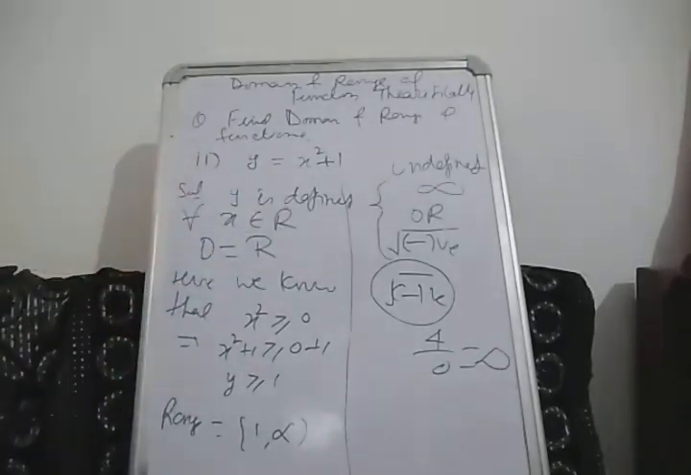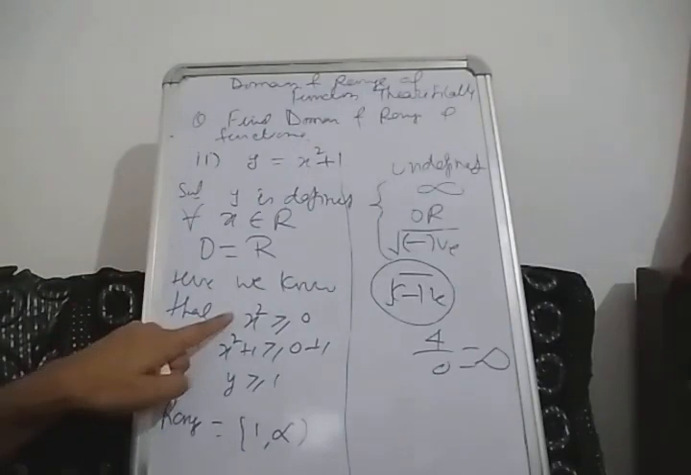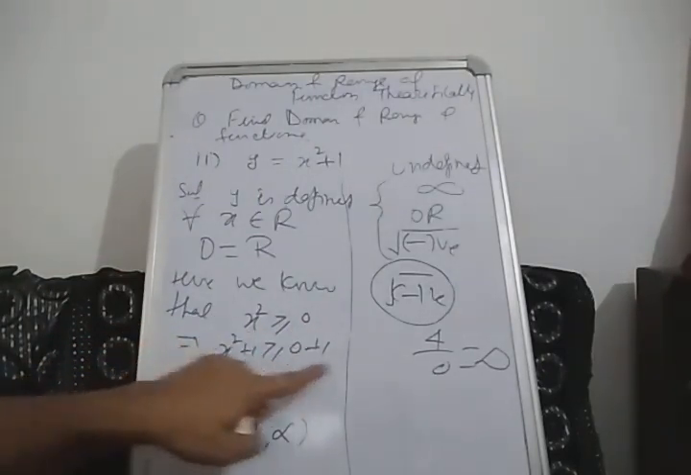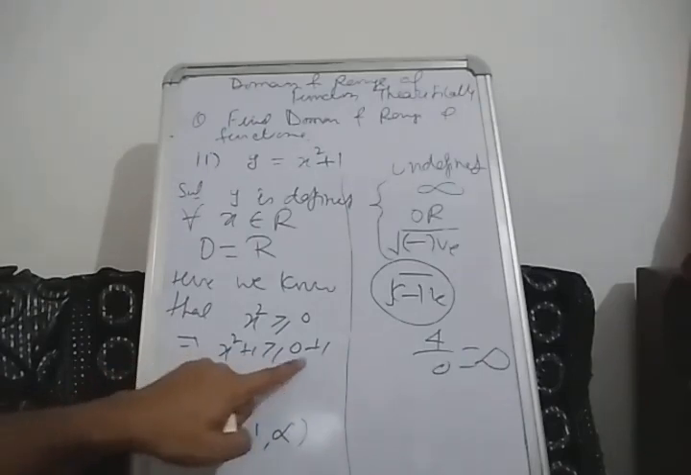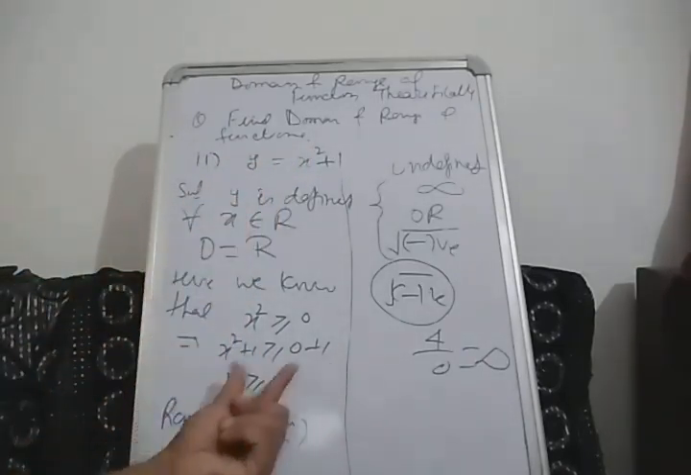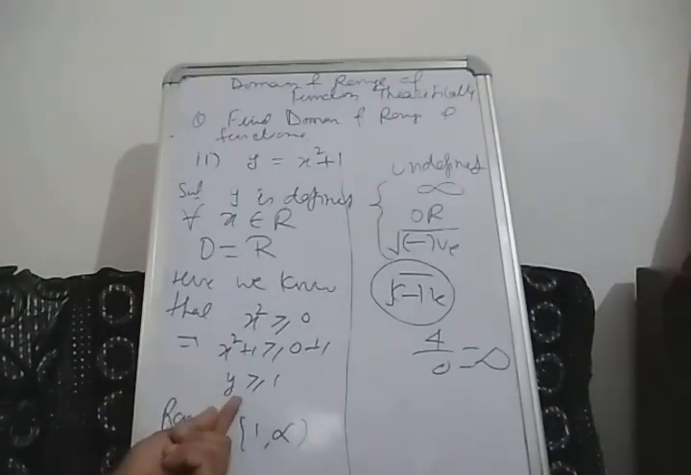Now for the range, what are the values of y? Again we know that x squared is always more than or equal to 0. If I add 1 on both sides, x squared plus 1 will be more than or equal to 0 plus 1. x squared plus 1 is y, so y is more than or equal to 1. Y means range, so the range is more than or equal to 1, that is, 1 to infinity. This is the range of the function.